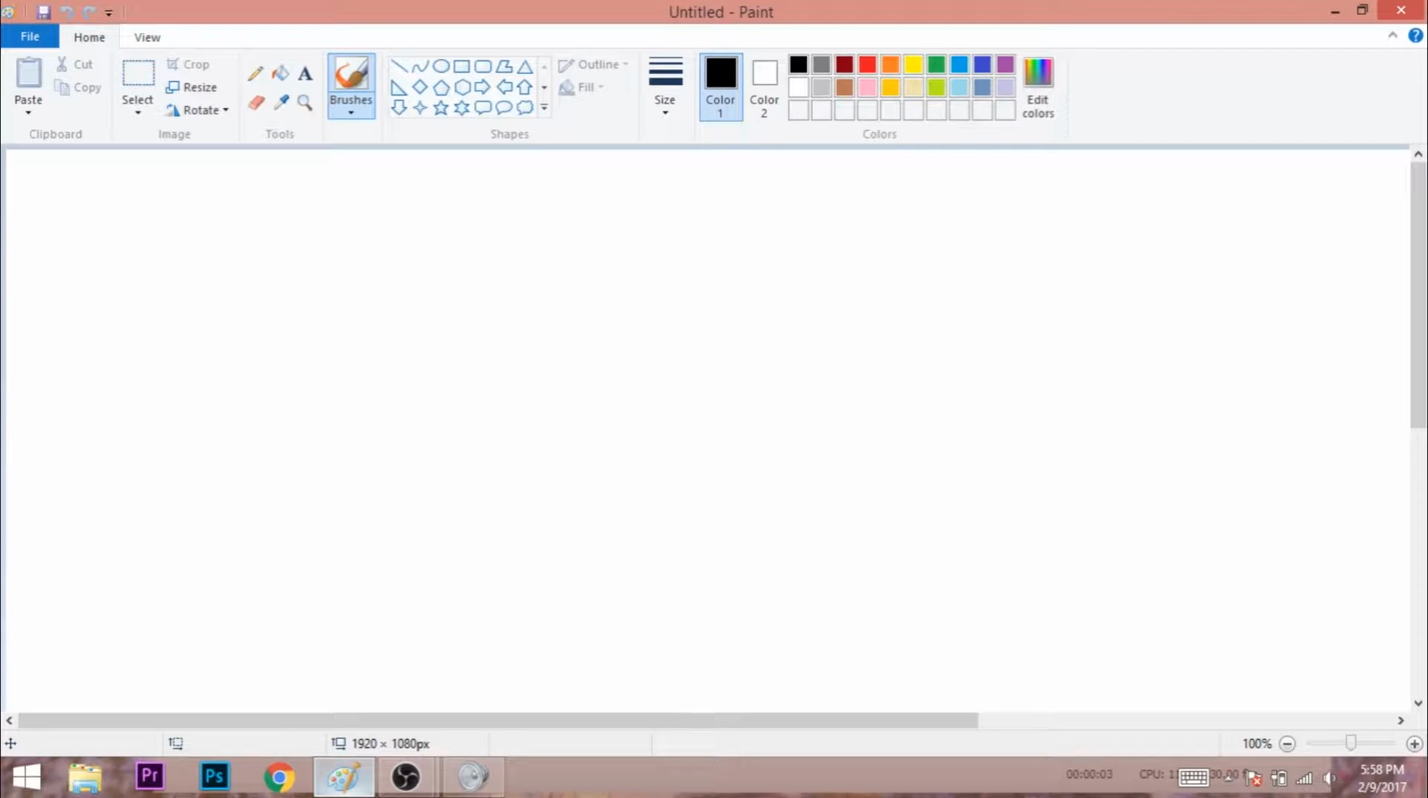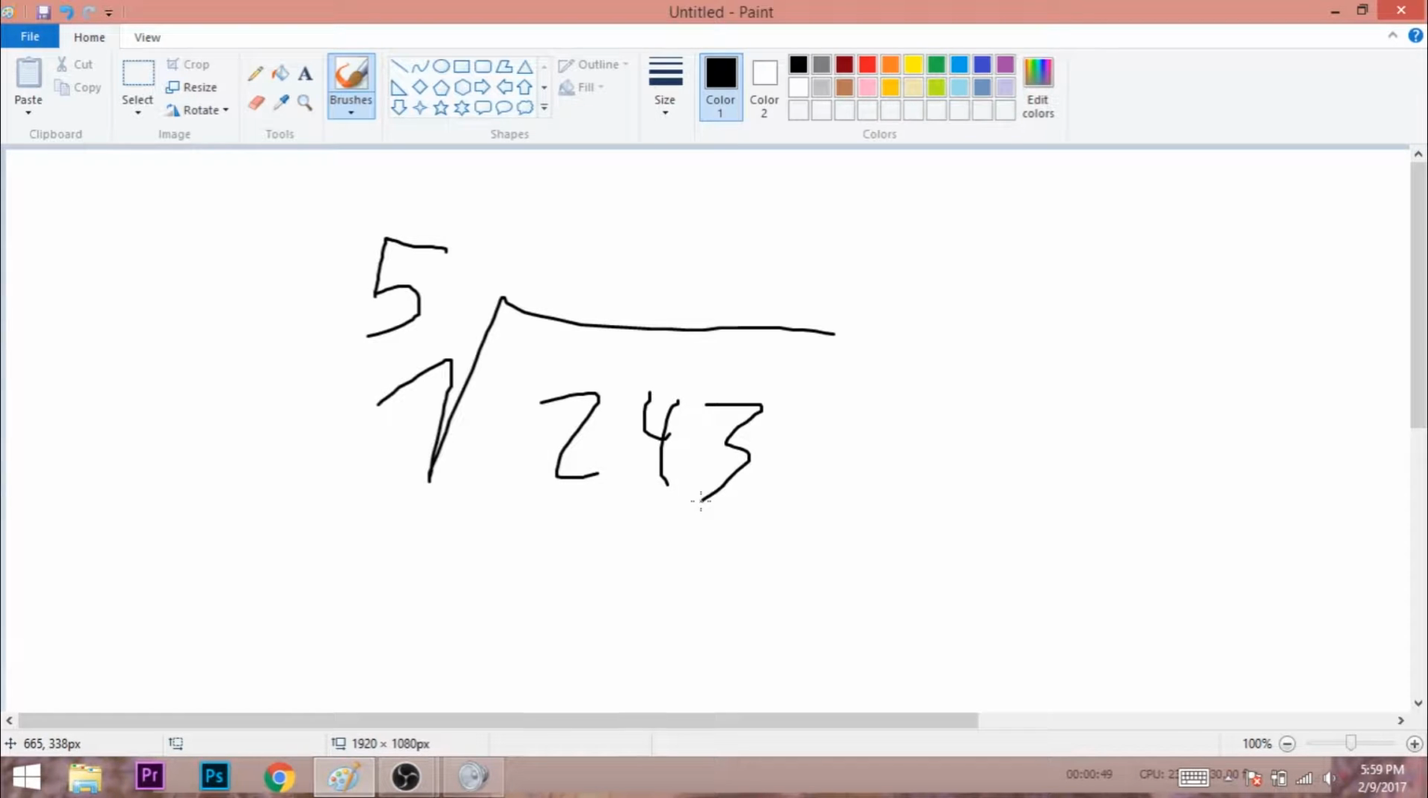Okay, this is Unit 5, Lesson 10. So we're reviewing radical expressions and exponents. When we're dealing with root symbols, let's just say we have the fifth root of, I don't know, negative 243.